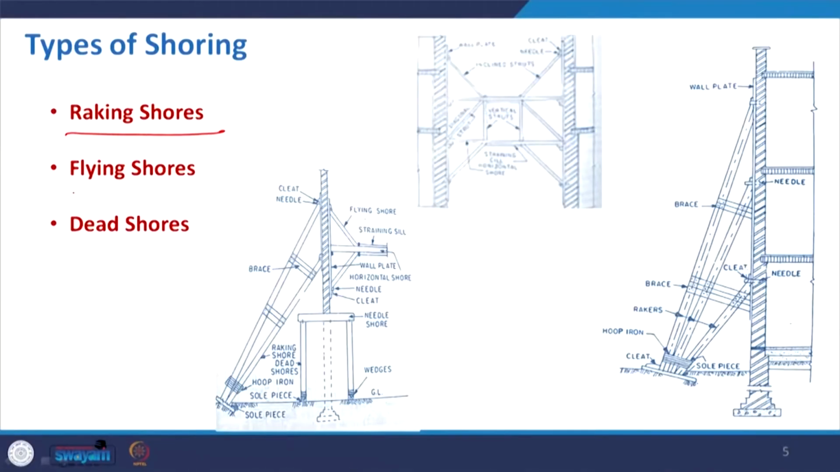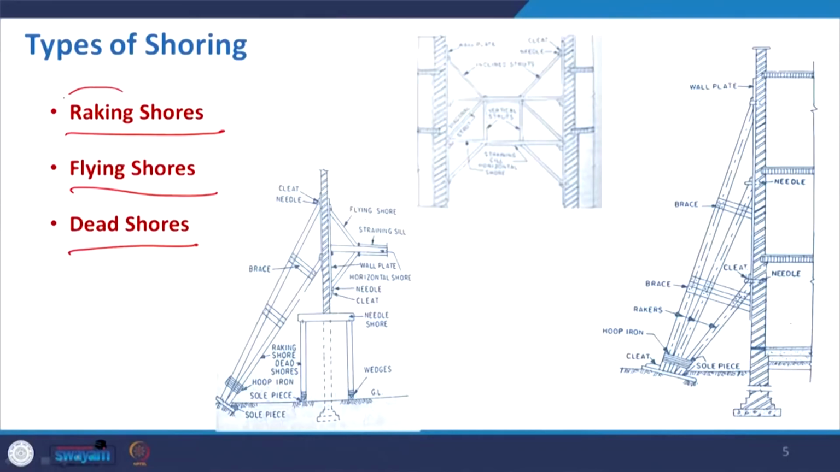Depending on the position and the purpose, shoring is further divided into 3 parts: racking shores, flying shores and dead shores. Though the names are very peculiar, if we try to understand by taking the meaning of them, we can probably understand it in a better way.